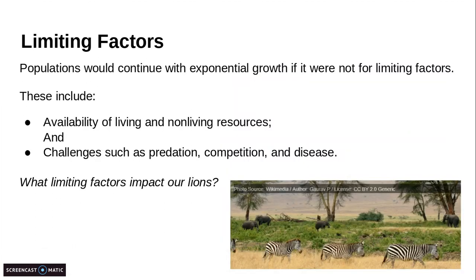Because after that point, you have to pay attention to the fact that the population has gotten big enough where now there are limiting factors. And we would expect populations to continue with exponential growth if it were not for limiting factors. And these limiting factors would be things like living and non-living resources and challenges like predation, competition, and disease. Pause me for a minute while you think about the kinds of limiting factors that impact our lions. Now, you might have said limiting factors could be things like zebras that they eat, or the impala that they eat, or availability of water is a really good one in Africa. You might again have brought up the diseases that popped up, and maybe who would prey on lions? Maybe hunters, human hunters. So those are possible limiting factors.